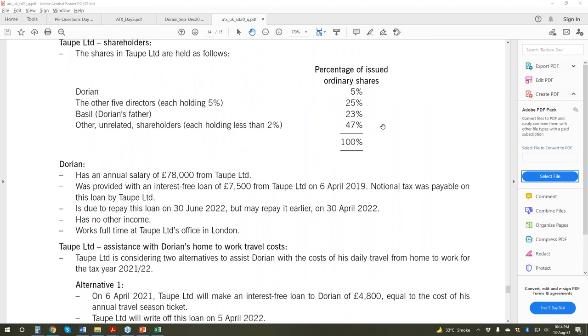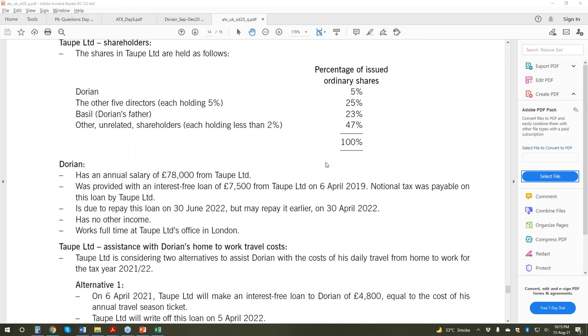D has an annual salary of 78,000 from T Limited, and was provided with an interest-free loan of 7,500 from T Limited on 6th April 2019. Guys, can anybody mention the limit below which, if the company provides you the loan, it is not taxable? So the loan is a taxable benefit in kind, but below which limit is it not taxable? Please answer me in the question section.